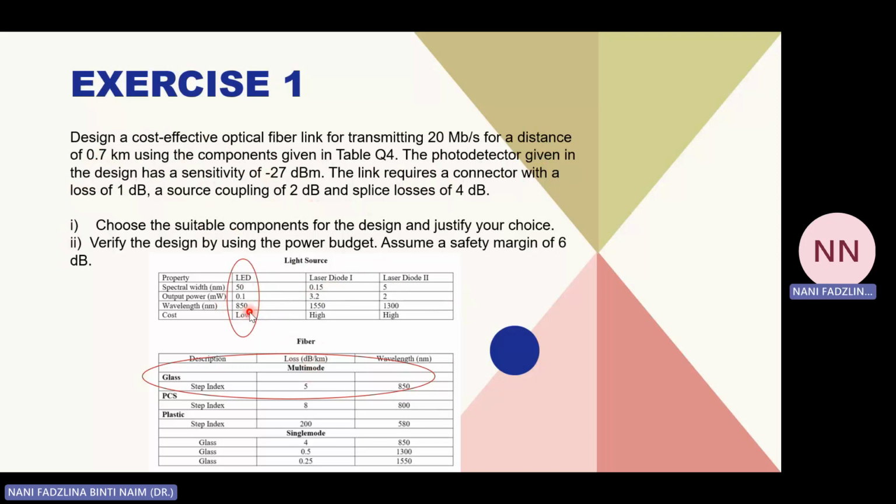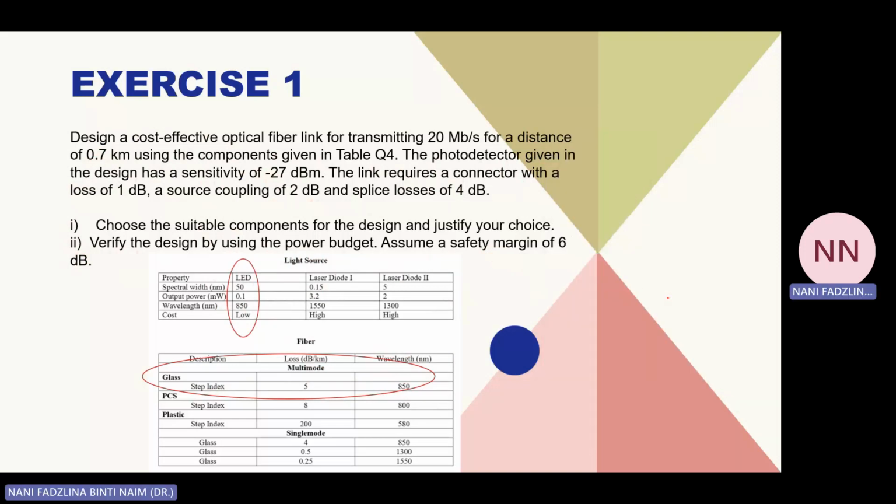And if you look into the wavelength, which is 850 nanometer, we need to use the same wavelength for the fiber, which is also 850 nanometer. So the most suitable fiber would be the first fiber, which is this glass step index fiber with loss of 5 dB per kilometer and wavelength of 850 nanometer. Okay, so that is the suitable component to be used for this design. The second question asks you to verify the design by using power budget. Assume a safety margin of 6 dB.